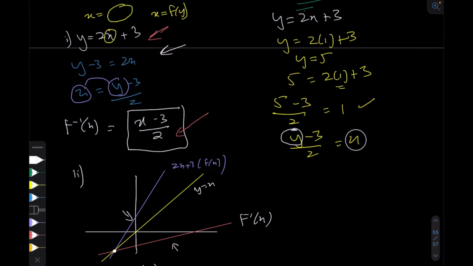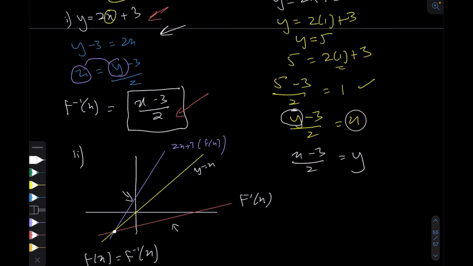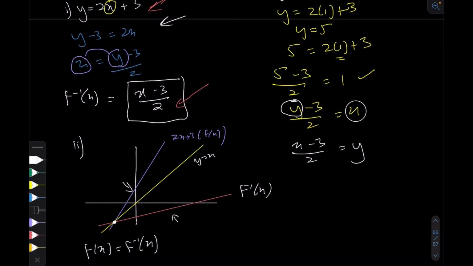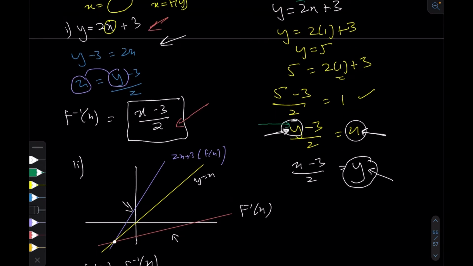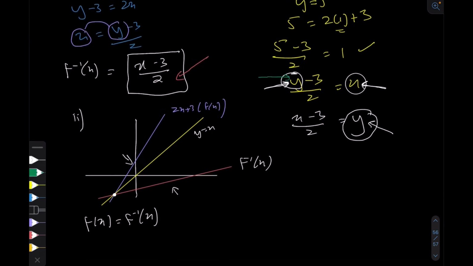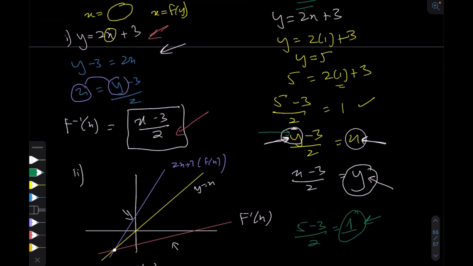And once I swap the x's and the y's, once I end up with an inverse, what I'm saying is that at this output, what is the input, and this new input is actually the output. See if that makes sense, right? So if I take y as 5, if I know that the output is 5, 5 minus 3 over 2 will actually give me 1. And 1 is actually the input that we took too, right?